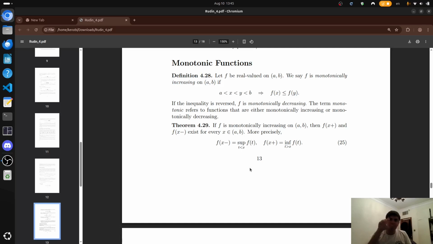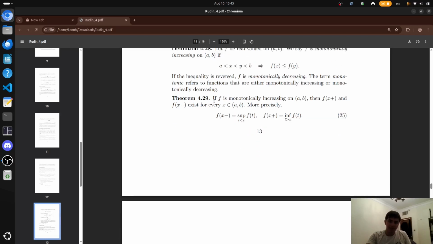So at each point you're setting a border that you can't cross anymore, either increasing or decreasing. Now we have the following theorem. If f is monotonically increasing on (a,b), then f(x+) and f(x-) exist for every x in (a,b). More precisely, f(x-) is the supremum of f(t) over t less than x, and f(x+) is the infimum of f(t) over t greater than x.